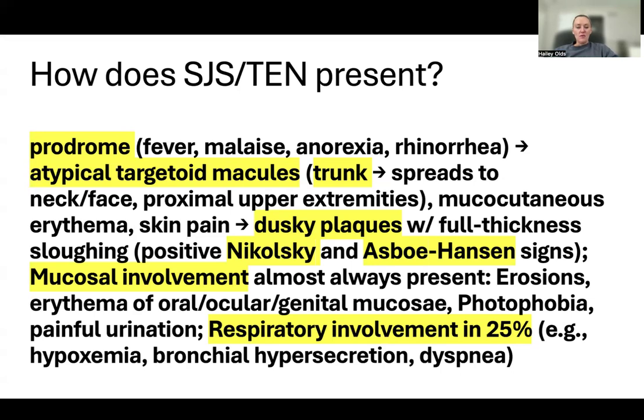And then you almost always have mucosal involvement. So commonly oral, ocular, genital mucosa. You get photophobia. Sometimes there can be respiratory involvement as well. And then you get positive Nikolsky and Asboe-Hansen signs, which we're going to talk about too.